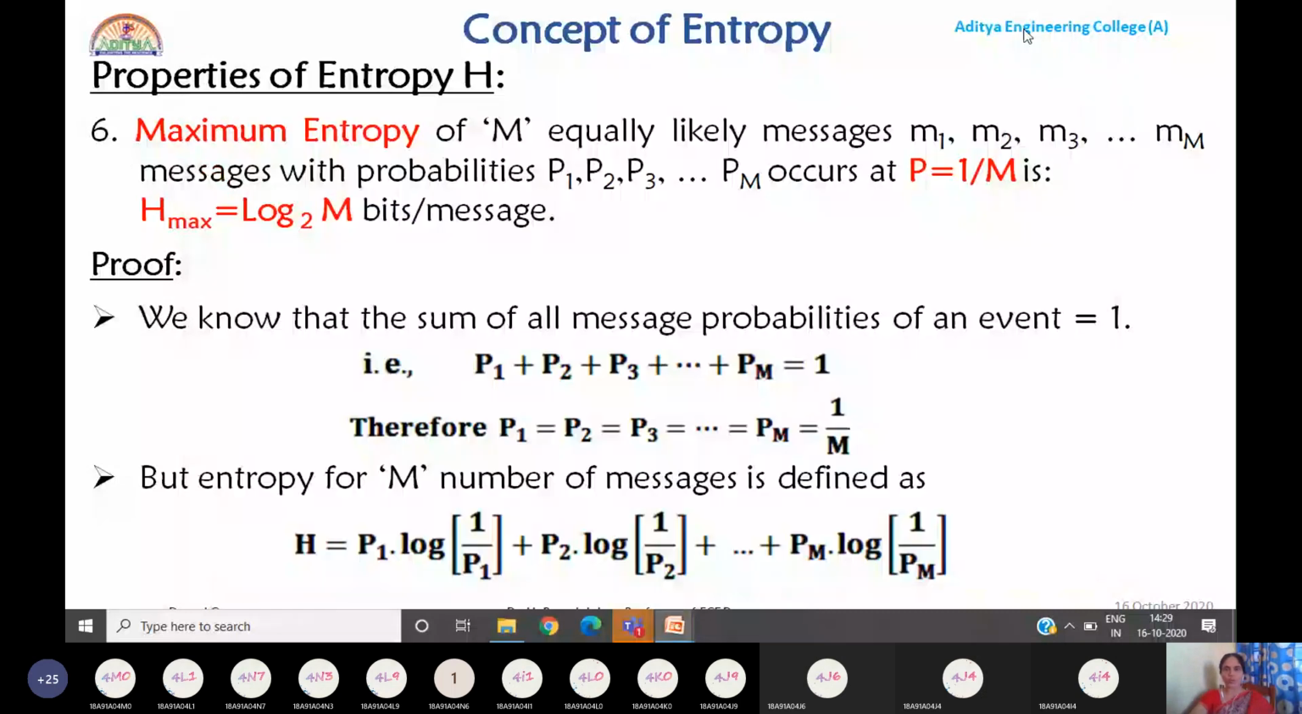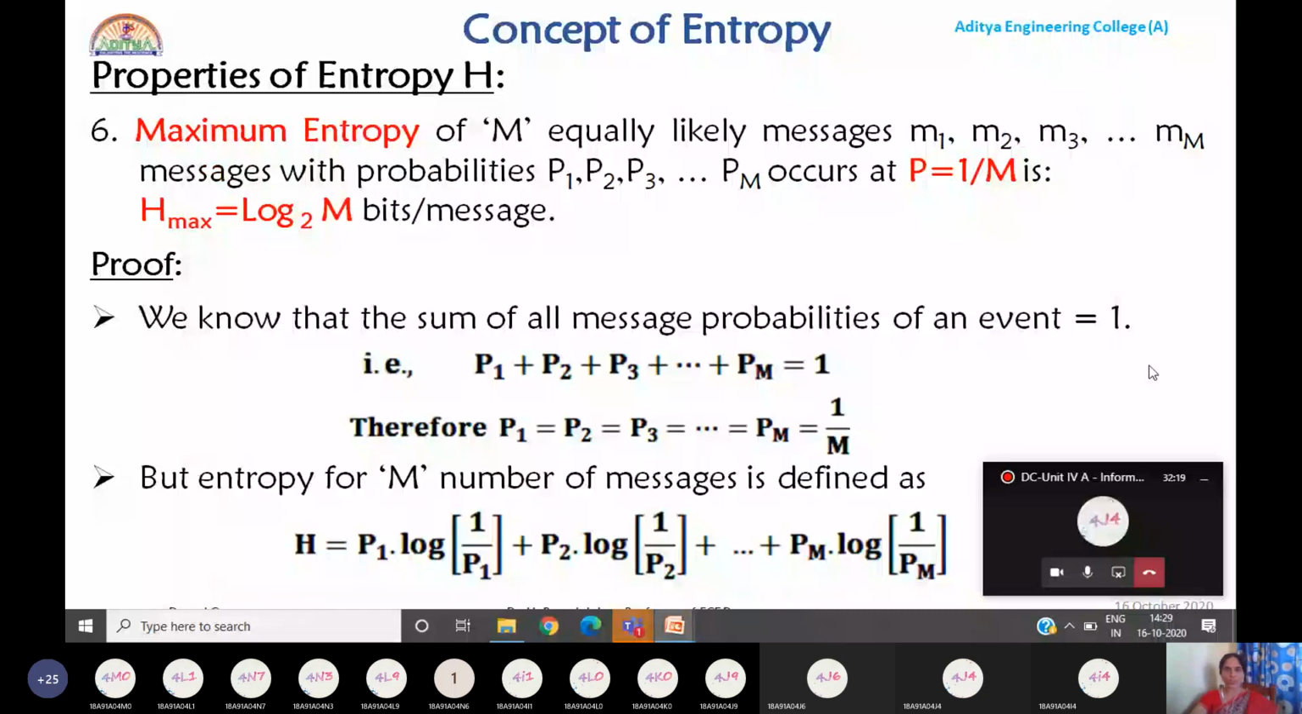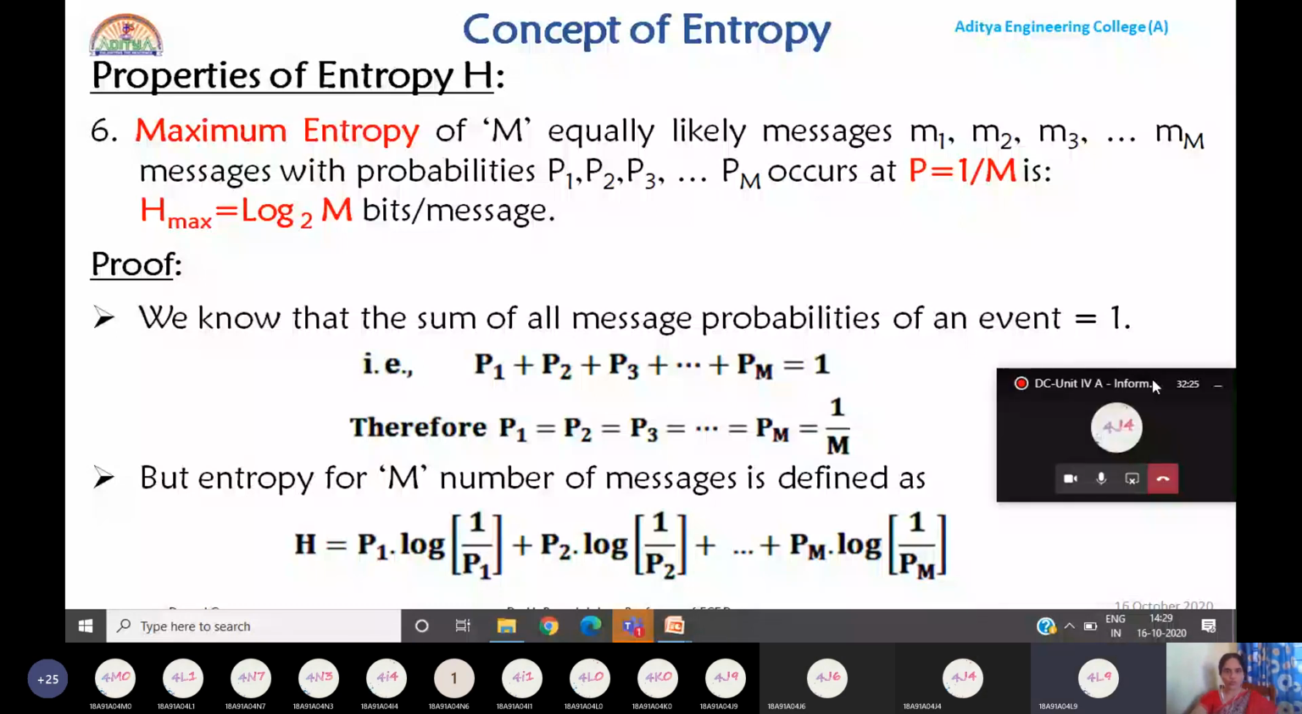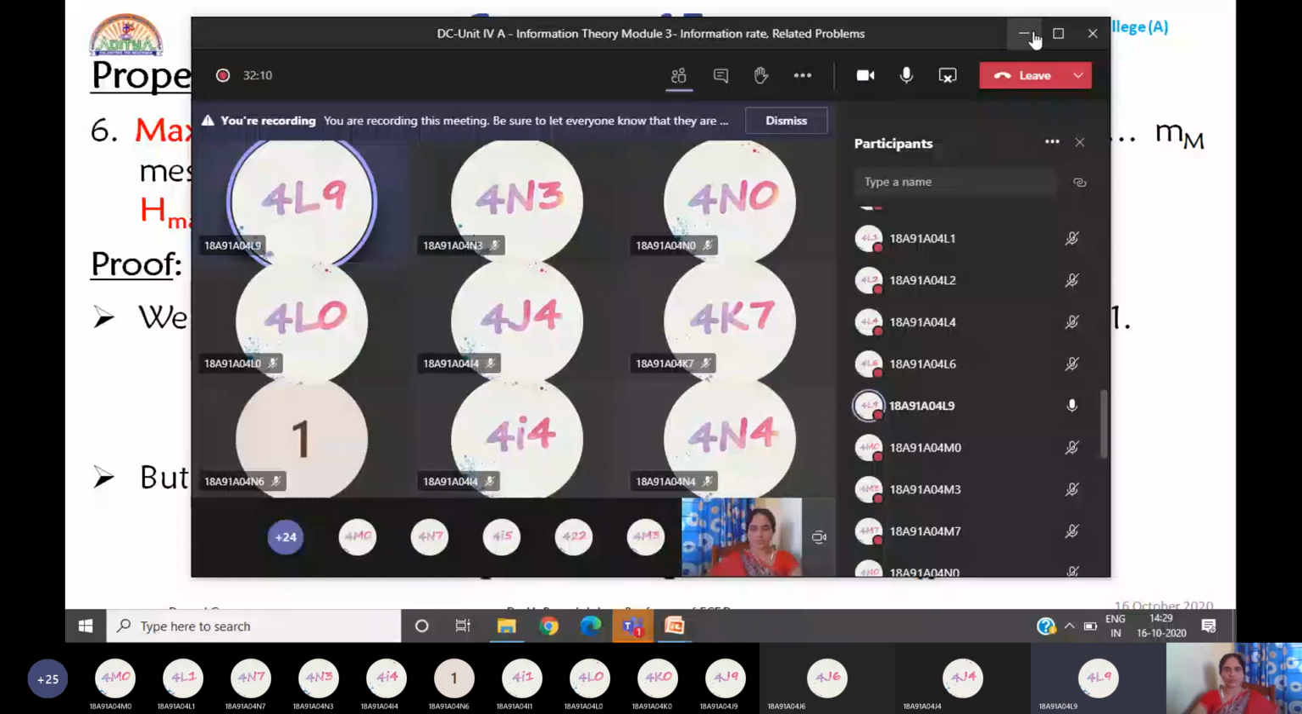Can you please explain the 6th property we just studied? Maximum entropy of m equally likely messages, for two equally likely messages, is 1. For equally likely messages, their message probabilities are the same.